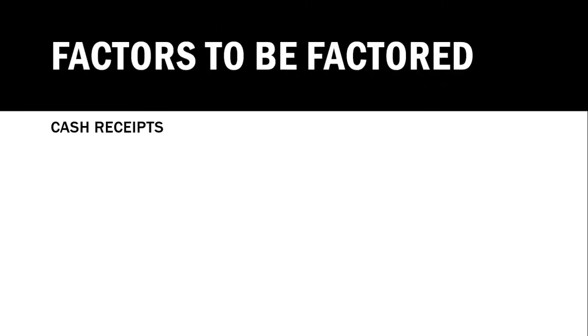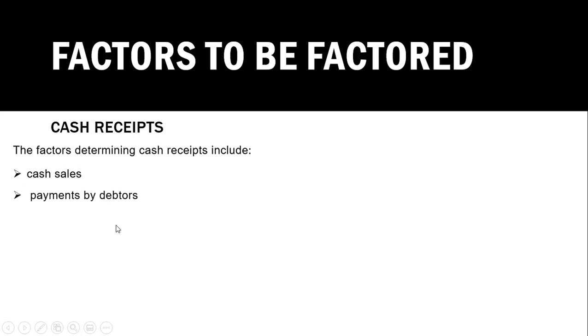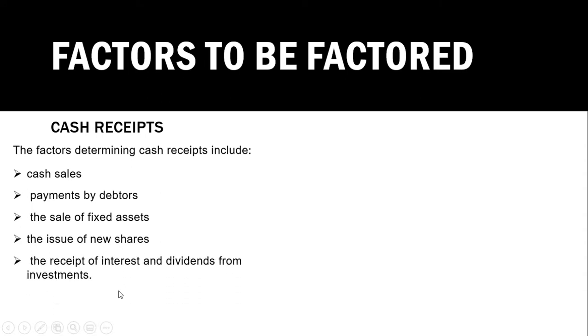Factors to be factored in the cash budget: cash receipts. The factors determining cash receipts include cash sales, how much is to be sold in terms of cash, and payment by debtors. So this is cash received from debtors. The sale of fixed assets. The issue of new shares. This brings cash into the business. The receipt of interest and dividend from investment, so if the business is investing in other activities.